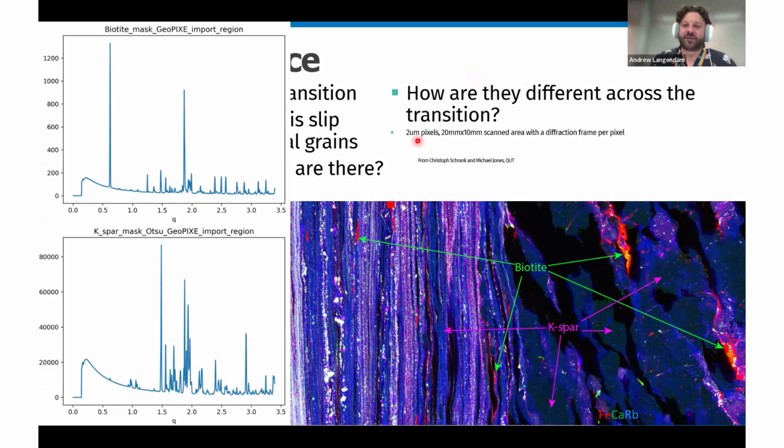But the key thing here is that this was a 2 micron map over a 20 millimeter by 10 millimeter area. So this map has about 200 million pixels in it. The great thing is every single one of these fluorescence pixels also has an associated diffraction pattern with it. So that's a lot of diffraction patterns you need to sort through whenever you want to get some data out, but you have that data now to be able to understand crystallographically what your sample is doing as well.